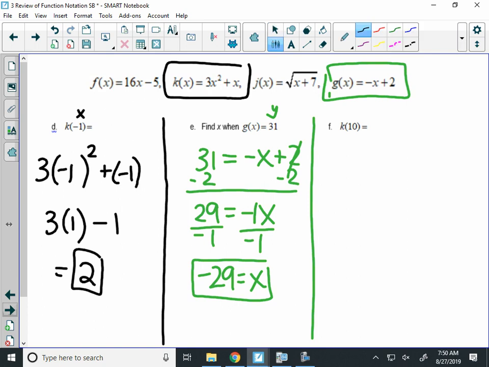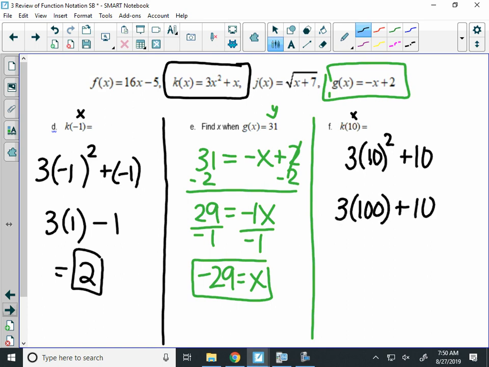Lastly, k of x again, back to the function that I circled in black. K of 10. 10 is in the parentheses, so it's an x value. So I'll replace x here with 10. 3 times 10 squared plus 10 on the end. All right, 10 squared is 100. So I have 3 times 100 plus 10. That would be 300 plus 10, which is 310. And there's your answer. Hopefully you remember and you're decent and good at function notation from equations.